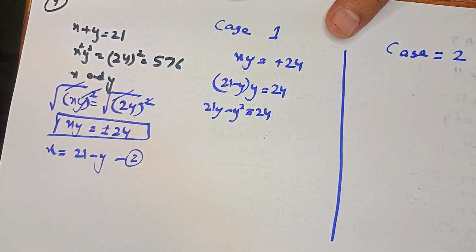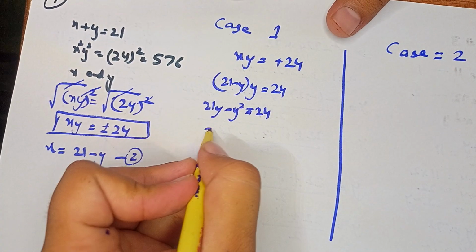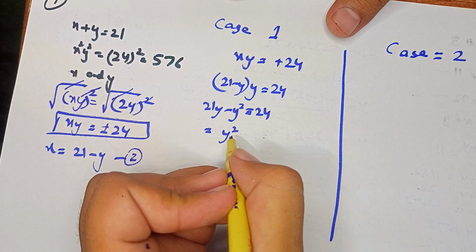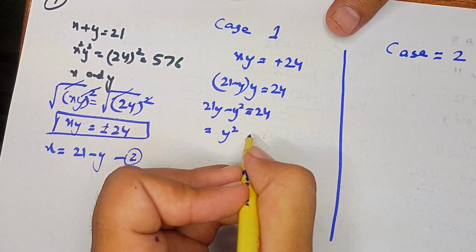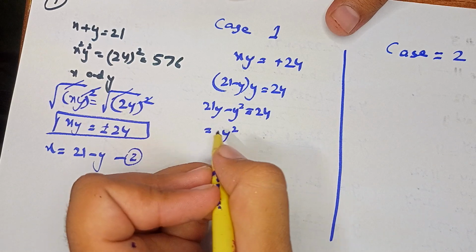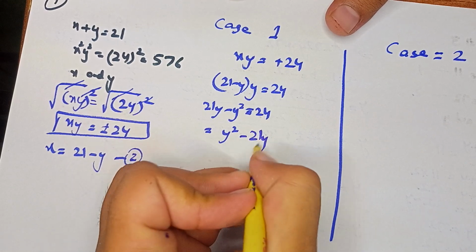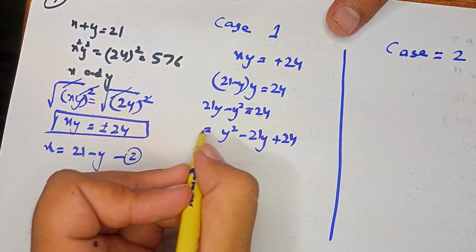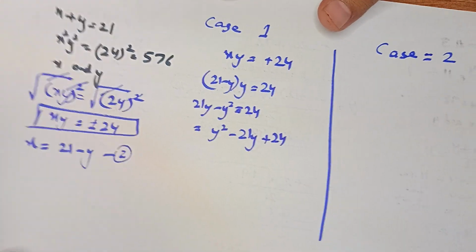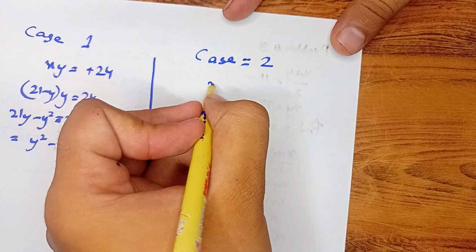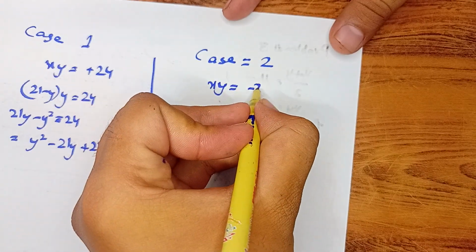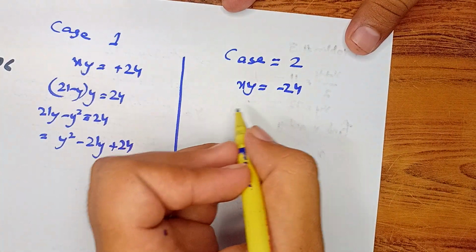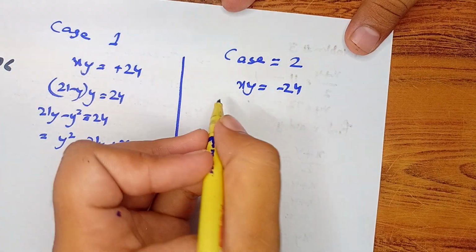Okay, then put all values on one side. Minus y square comes to the other side, and the sign will change from minus to positive, and 21y should change to minus 21y. And 24 as it is, and this is our first equation. On the other hand, there is a difference, in which 24 should be minus, and similarly we put that value there.